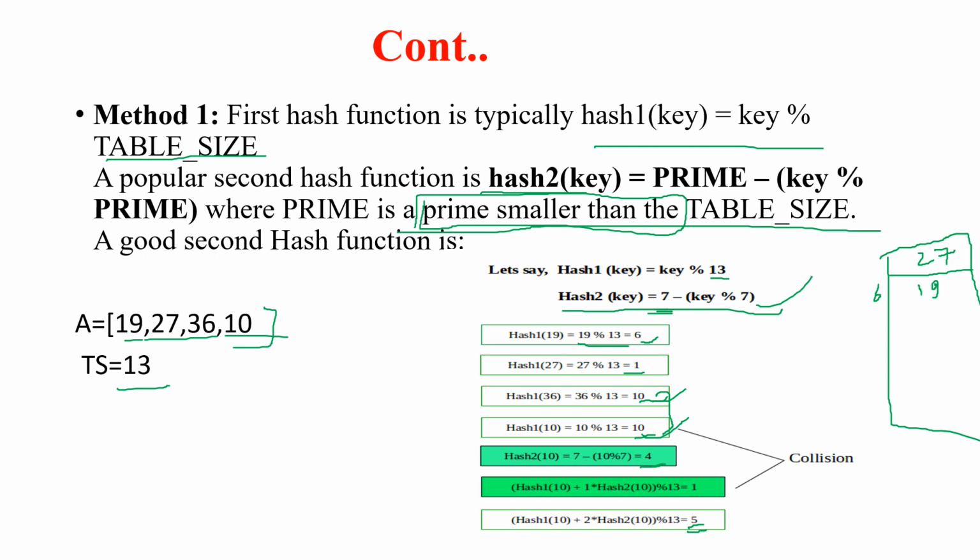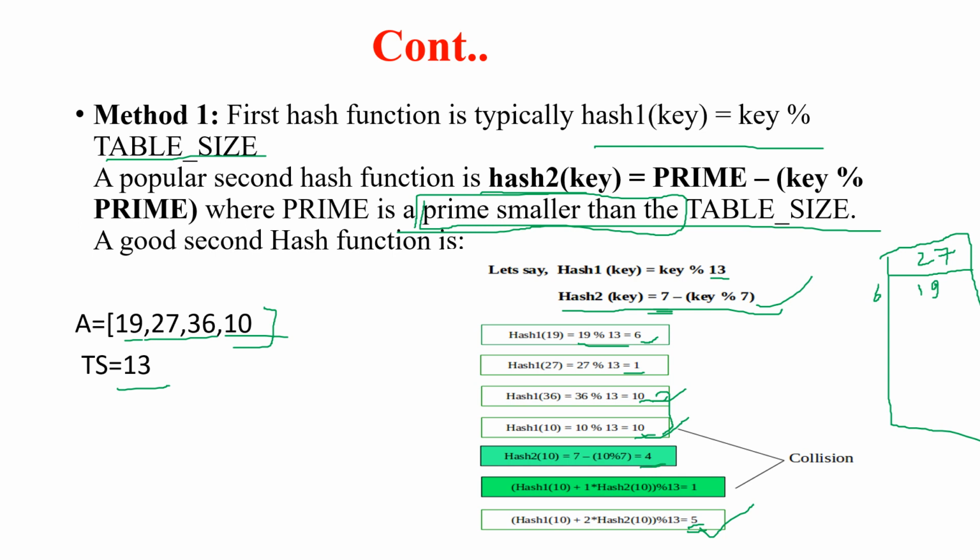So what will be the order? You get 19 at the 6th index, 27 at the 1st index, 36 at the 10th index, and 10 is stored at the 5th index. Understood? Guys, I made one mistake here. I said the immediate smaller prime, but no, it's not a concept like that. You take a smaller prime, and it is your wish which prime number you select. Accordingly you can calculate the second index, the new index of the element.